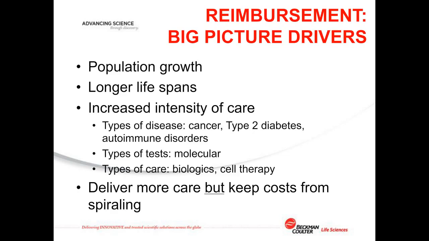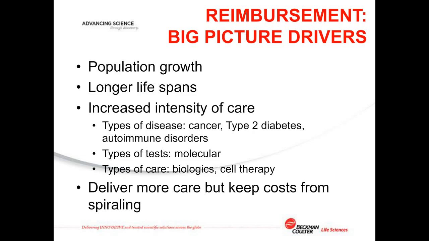People are living longer, and as a consequence of living longer, not only are they alive long enough and have more time to consume health care, but as you extend your life, you actually require increased intensity of care. You have more time to develop cancer. Other diseases like type 2 diabetes, autoimmune disorders are increasingly frequent with age. And the types of testing that are being delivered to the patients is also more intense. You see molecular testing, for instance.